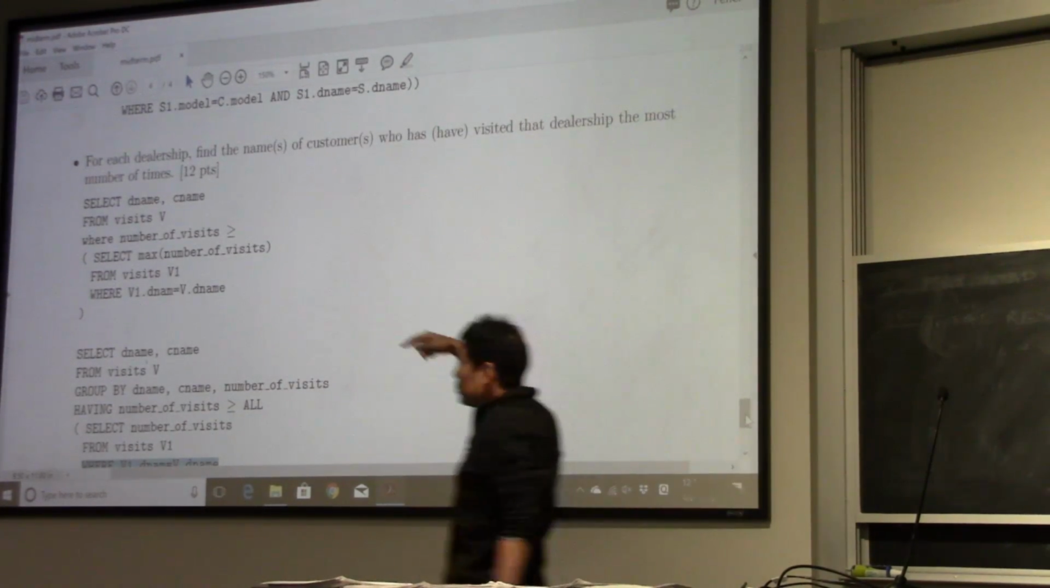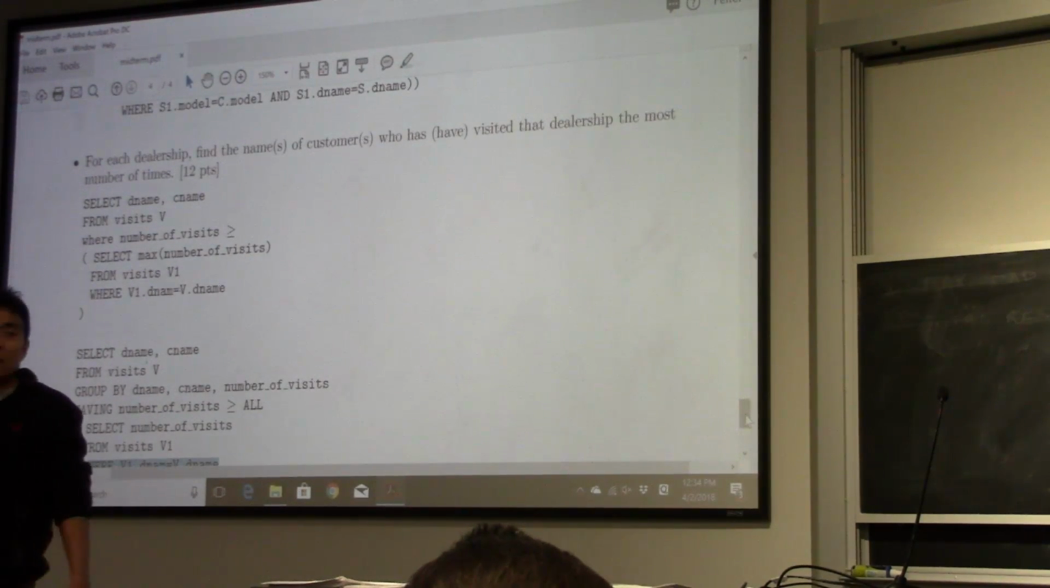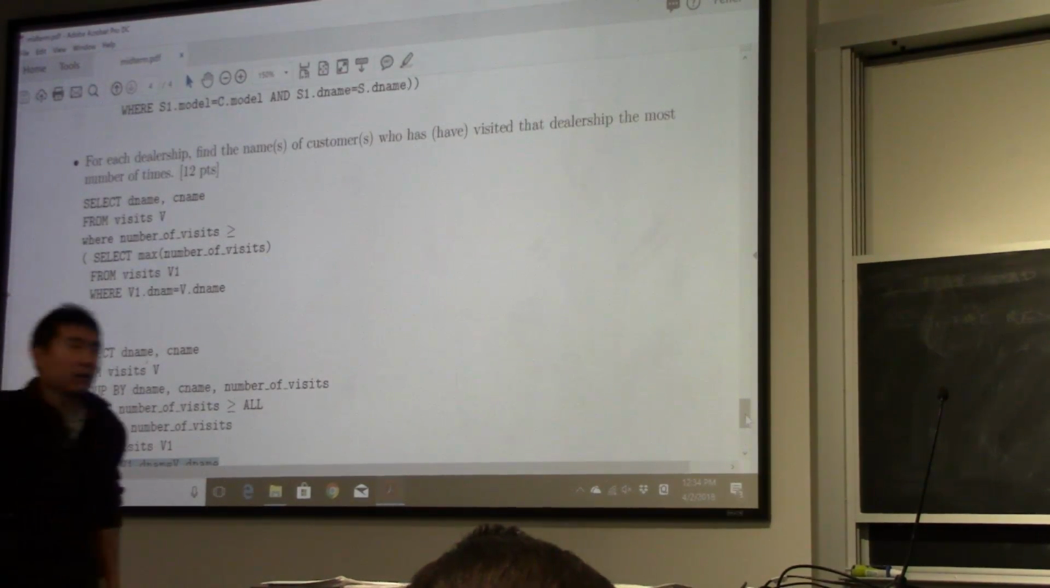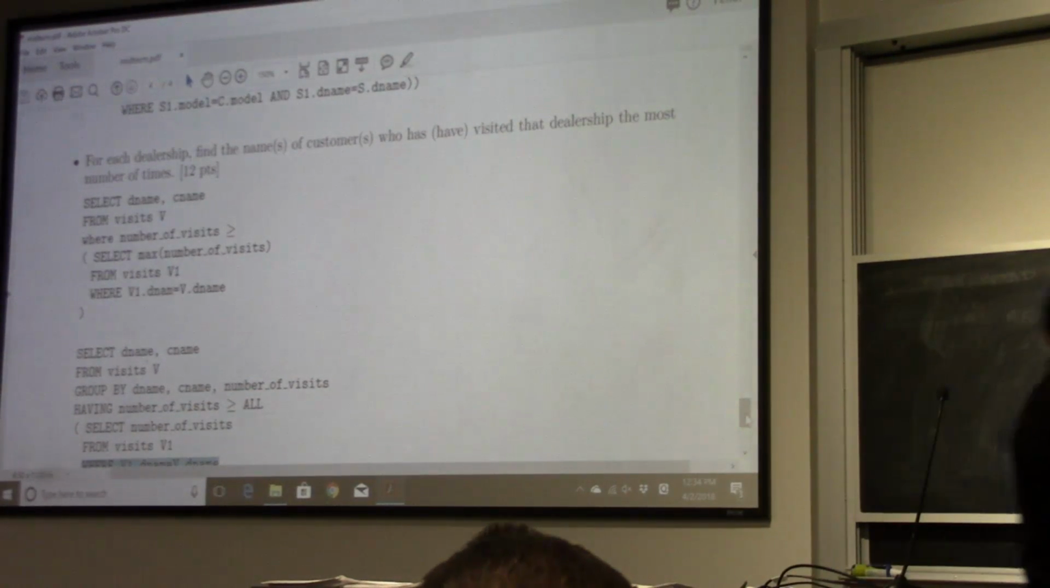Think about this as a for loop. You're looping through each visit record, and for each visit, you're checking the number of visits must be greater or equal than all number of visits by other customers to the same dealership. That's all it does. Okay?